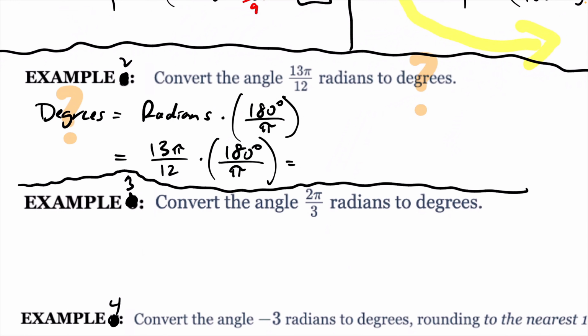Multiply straight across. What's 13 times 180? It's 2,000 and something. 2,340. We still have degrees, and I still have a pi. And on bottom, you get 12 times pi, which is just 12 pi.